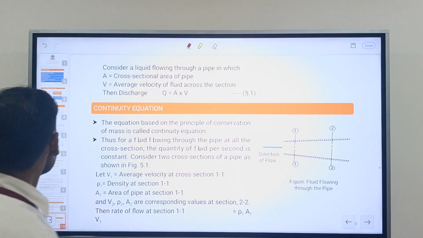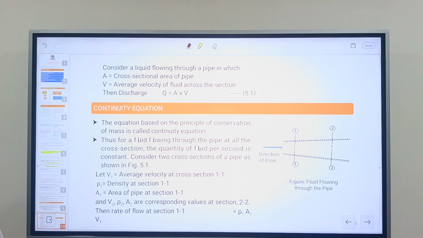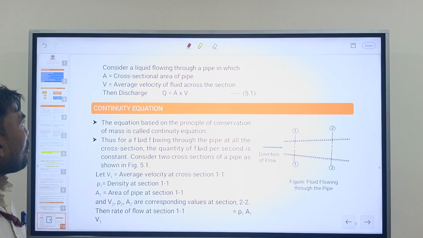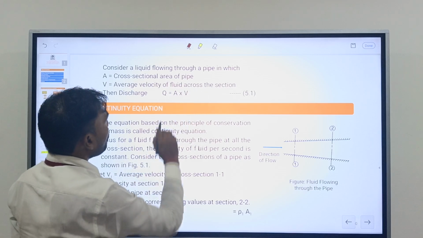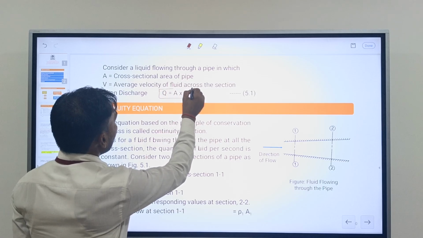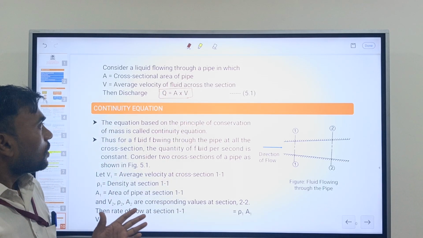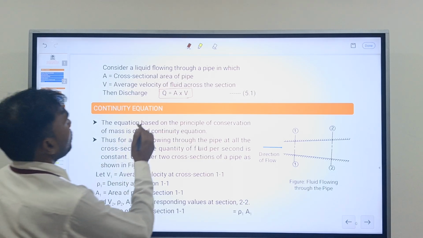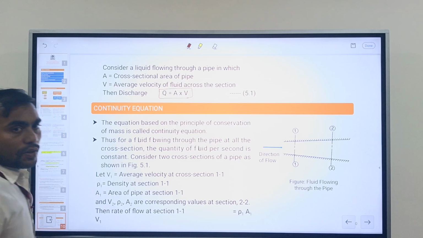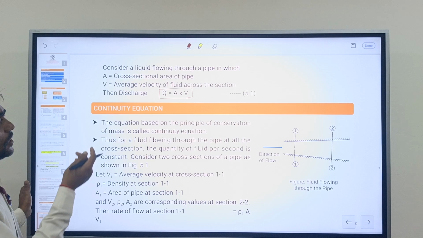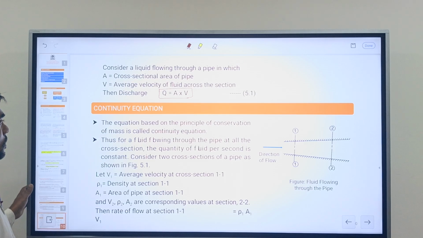Now, next slide is, consider a liquid flowing through a pipe in which A is the cross-sectional area of pipe, V is the average velocity of fluid across the section. Then the discharge Q can be written as average velocity into cross-sectional area. So Q is measured by using this equation, that is the 5.1. Q equal to cross-sectional area into average velocity through the section.